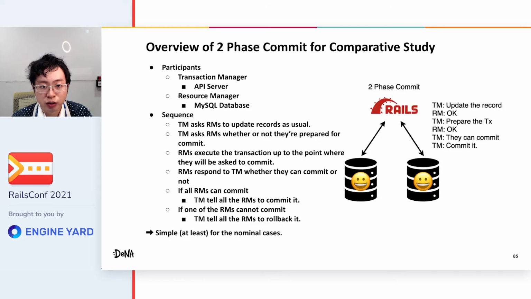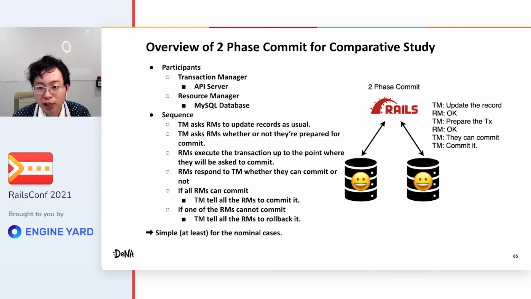This is the overview of the two-phase commit for comparative study. First of all, there are two kinds of participants here. One is the transaction manager, in this case the API server, and the other one is the resource manager, in this case the MySQL database. The sequence is as follows. First, the transaction manager asks resource managers to update records as usual. And the transaction manager asks resource managers whether or not they are prepared for commit.